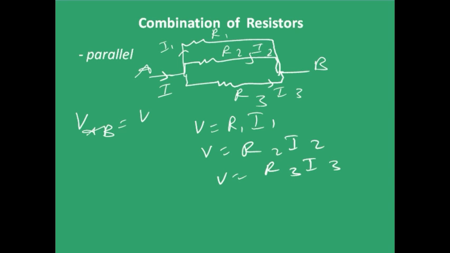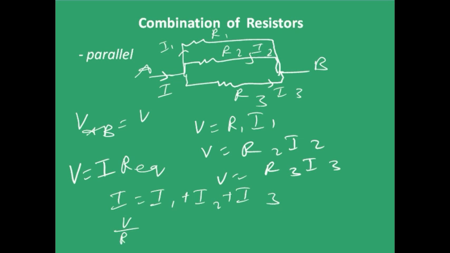Now, if I want to replace this entire system with one single resistor, then I'll apply Ohm's law again. The potential difference will be I, which is the sum of all three currents, into R equivalent. That will be the equivalent resistance. Now, I know that I is the sum of I1 and I2 and I3, right?